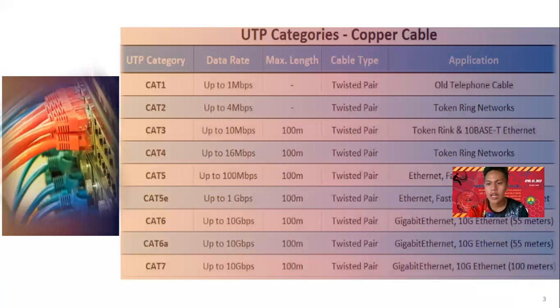So as you can see, I have a Cat5e cable, Cat5e to be exact. We have two types: the black one for outside, or outdoor, and the white one, like this one, for indoor. So let's move on, guys.